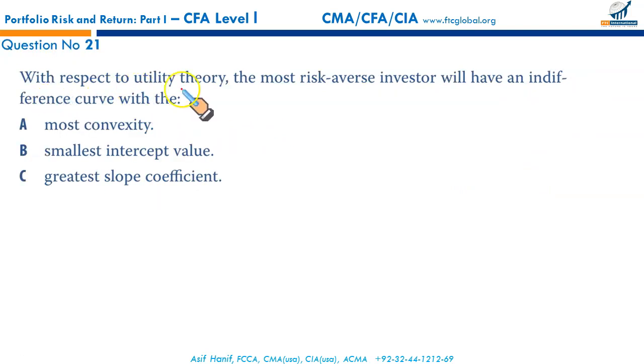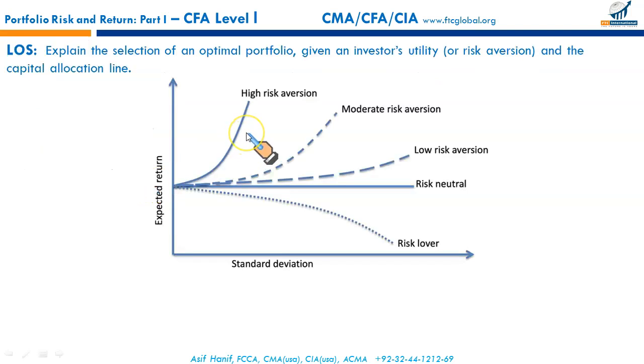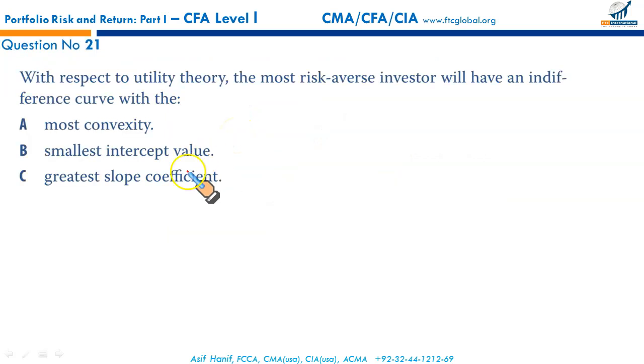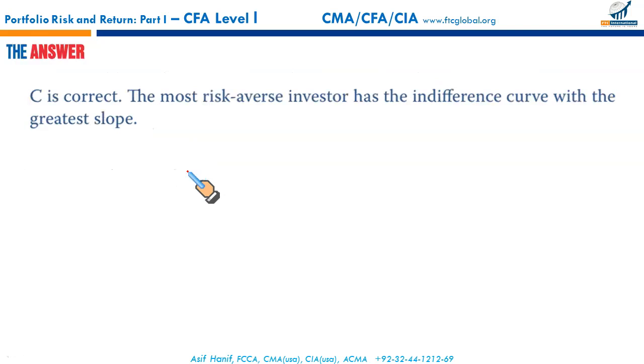Next, with respect to utility theory, the most risk-averse investor will have an indifference curve with the most convexity, smallest intercept values, and greatest slope coefficient. Let me show you. The investor with the highest risk aversion will have an indifference curve with the greatest slope. As you can see, this one has the highest slope, so that would make C the correct option, greatest slope coefficient. That makes C our answer.